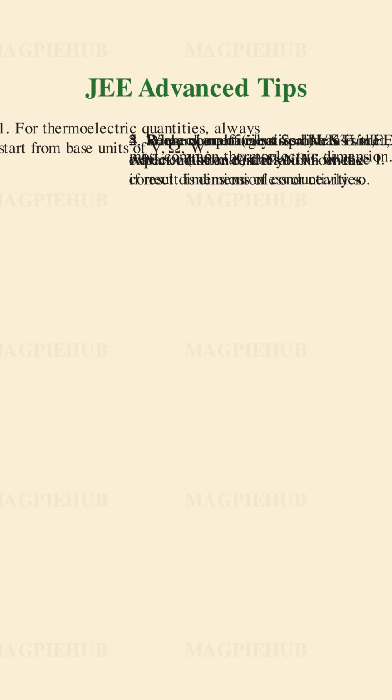Fourth, remember that electrical conductivity sigma involves current squared in its dimensions, while thermal conductivity kappa does not involve current at all. This distinction is frequently tested in dimensional analysis problems.